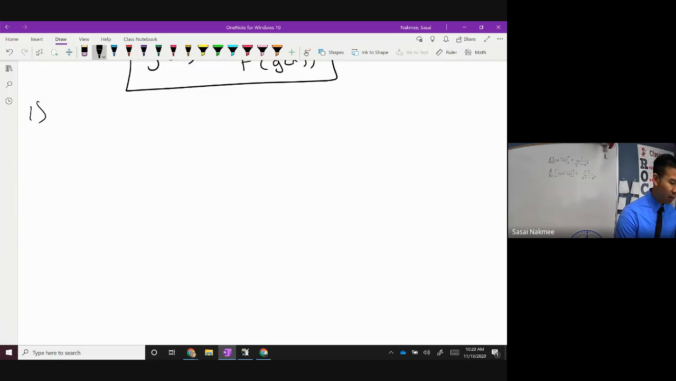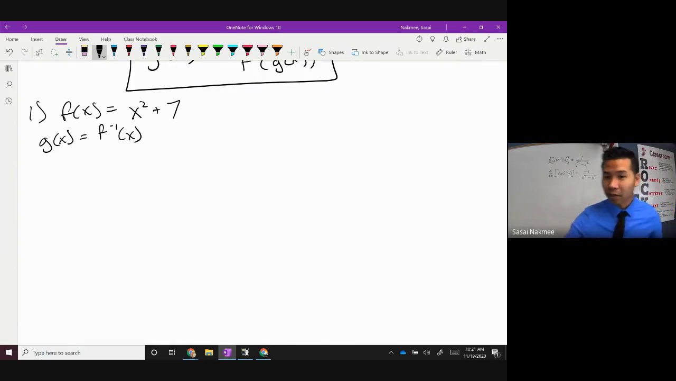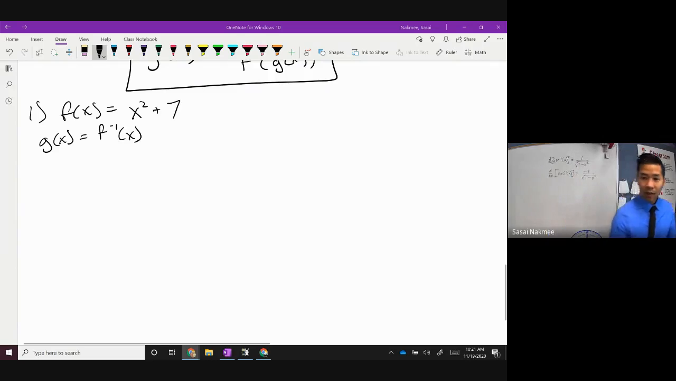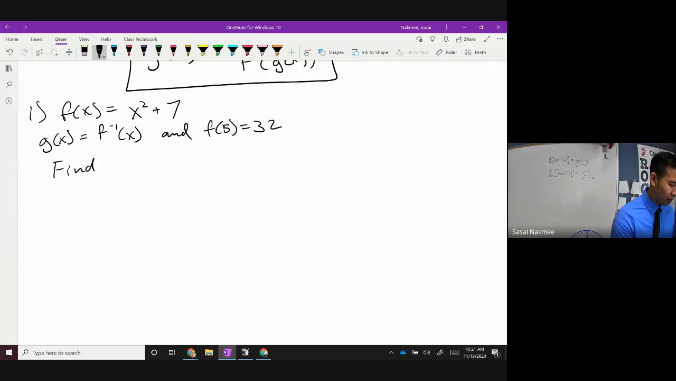Okay, let's say I have a function f of x equal to x squared plus 7. And g of x is defined to be the inverse of f of x. Okay, can you resend the pair deck? Of course. There you go. And back over here, I tell you that f of, let's say, 5 is equal to 32. I want you guys to find g prime of 32 for me. Find g prime of 32. Can you tell me what that is?